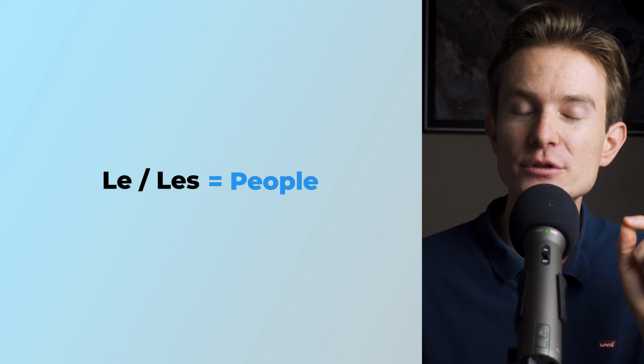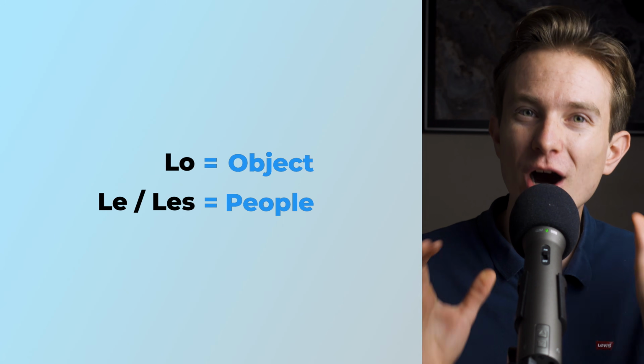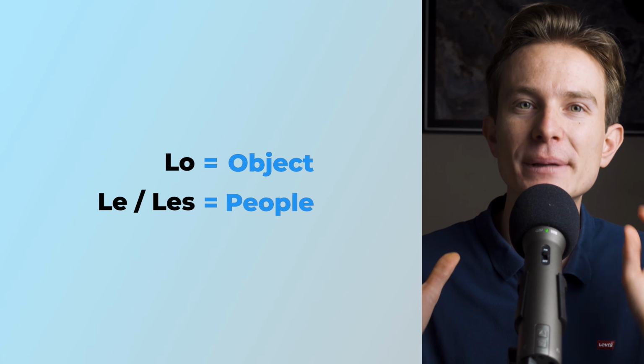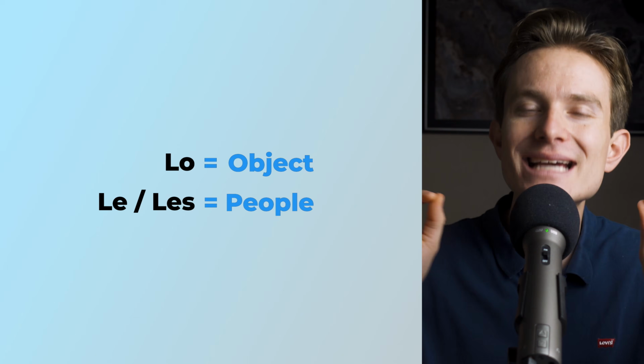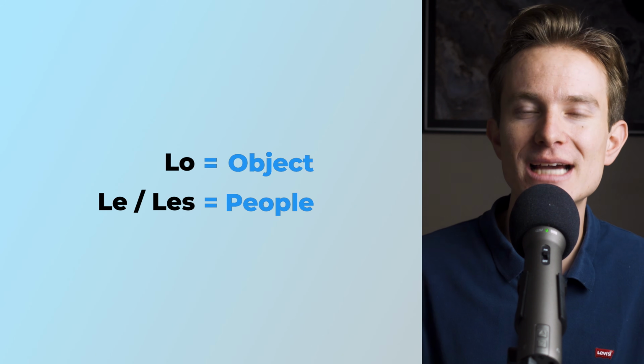Okay, these are really important to remember. If you can just remember those as a general rule of thumb, it's going to help you so much during conversations. Lo is for an object, le and les are for people. Now, it's not always the case. However, 95% of the time, it is. So let's take a look at direct object pronouns.